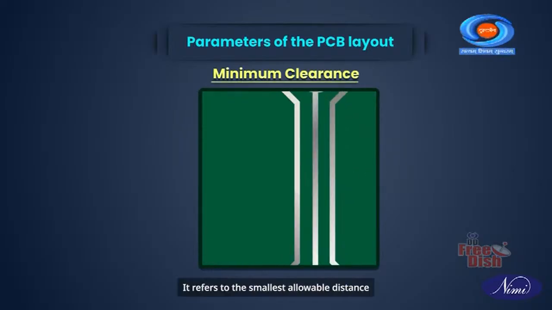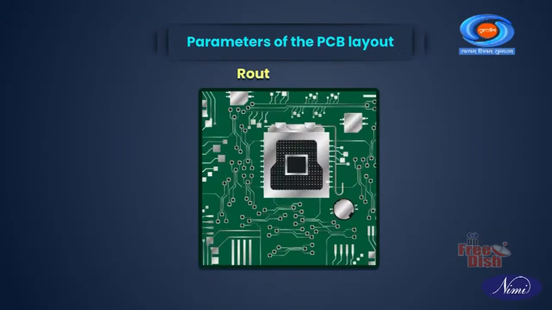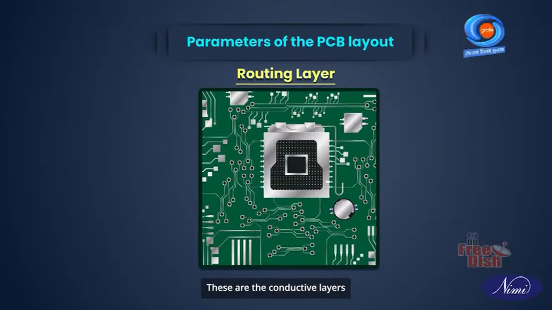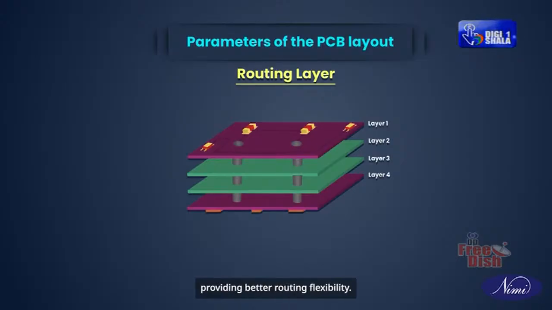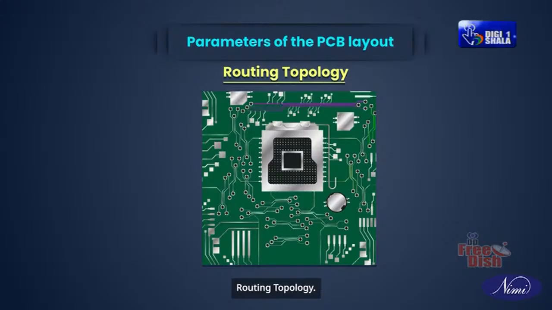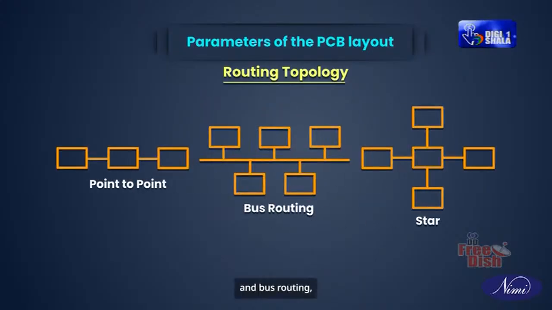Minimum clearance. It refers to the smallest allowable distance between two conductive elements, crucial for preventing electrical shorts and ensuring signal integrity and reliability. Routing layer. These are conductive layers used to route the traces between components. Multiple layers allow for more complex circuits, minimizing signal interference and providing better routing flexibility. Routing topology. It means arranging and connecting traces on the PCB. Common topologies include point-to-point, star, and bus routing, each with advantages in terms of signal integrity.